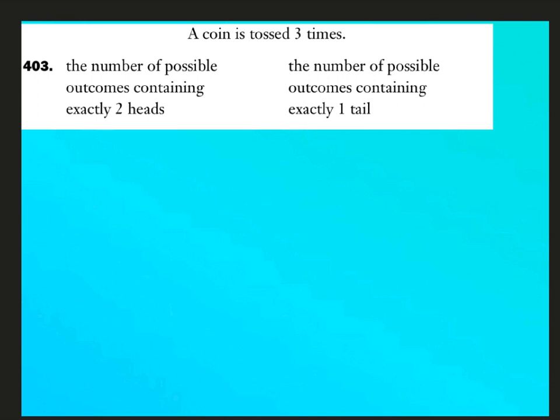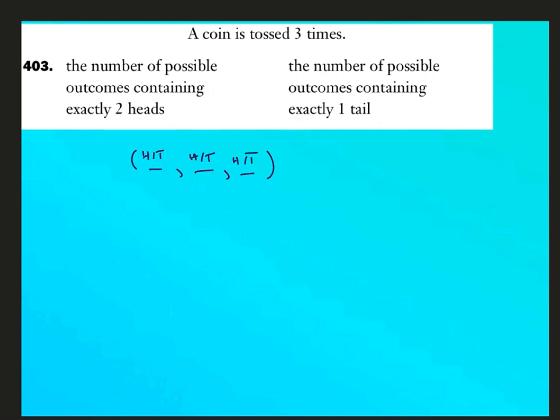Now what we have is an experiment in which a coin is tossed 3 times. Now I hope we know that when you toss a coin, the outcomes are head or tail. So when you're tossing a coin 3 times, there are 3 values in each outcome. It's either a head or a tail, head or tail, head or tail. Now what they're saying is number of possible outcomes containing exactly 2 heads.